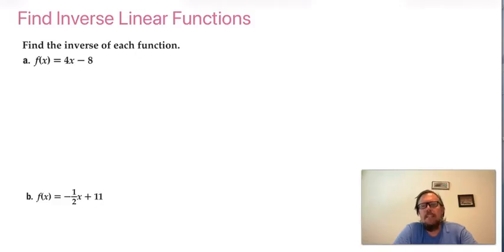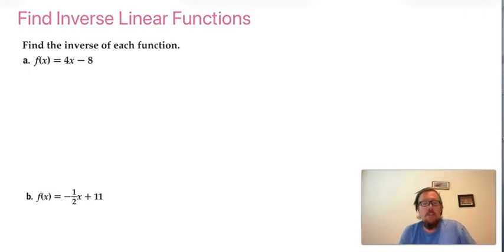We've learned how to find inverse relations from a set of points or a table, and then we've learned how to find inverse relations from a graph. What do we do if we got an inverse relation that is given to us as a function? So our first one is f of x equals 4x minus 8.